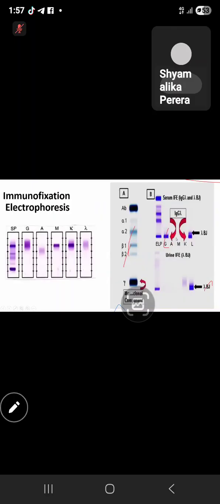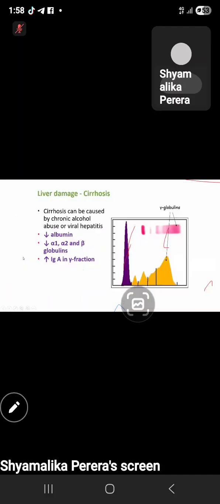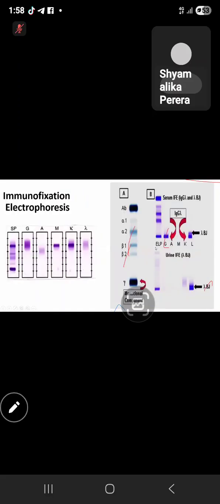So the next step of electrophoresis is immunofixation. That means after you separate the total proteins through your normal electrophoresis, you can further separate these proteins to detect whether this is IgG, IgA, IgM, kappa or lambda. So you can further classify these globulins into finer levels.